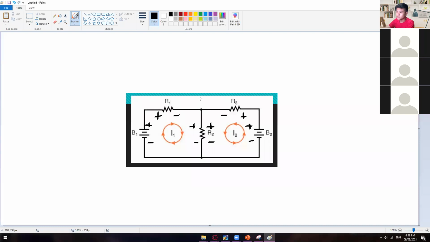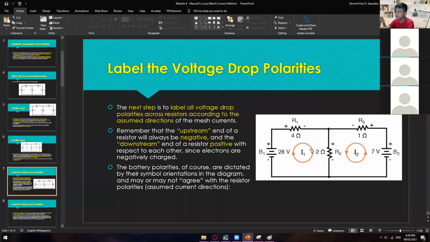Okay, so another tip when it comes to a supernode or this intersection part: it is always better to have the same signage. Positive, positive, negative, negative. Because in that case, you won't be having any conflict with your results. So it's always 99% that you will get the correct answer. All right, so that's how I label my loops.